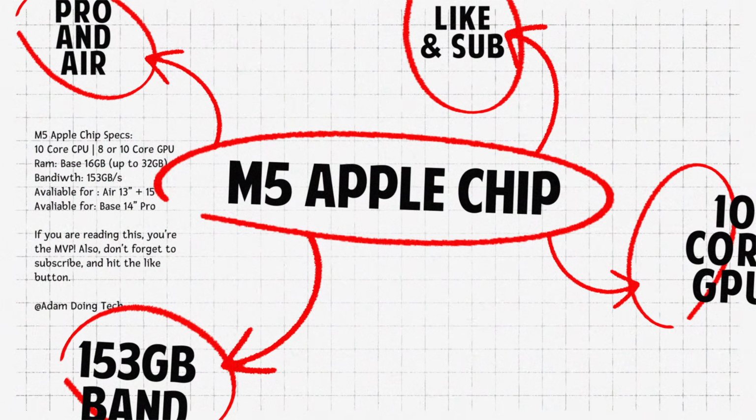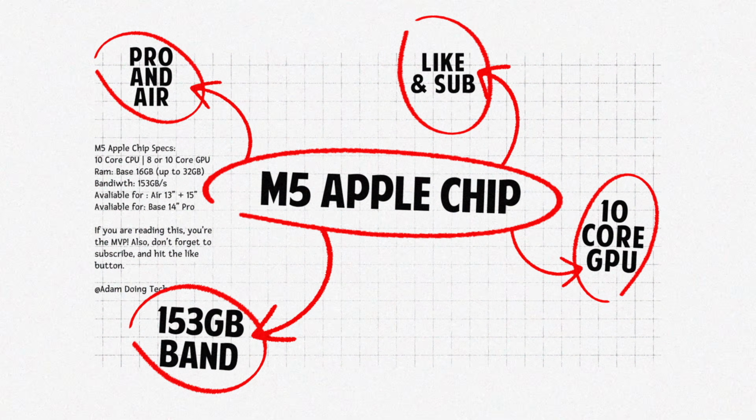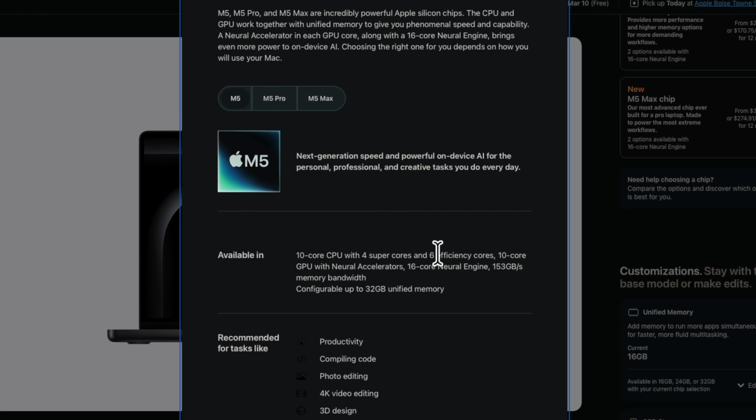Starting with the M5, the M5 is the newest generation Apple chip that we have currently, and the base model of it comes with a 10 core CPU and then a 10 core GPU. In terms of the memory bandwidth, it has a memory bandwidth of 153, and it can go all the way up to 32 gigabytes of unified memory, or RAM in this case.